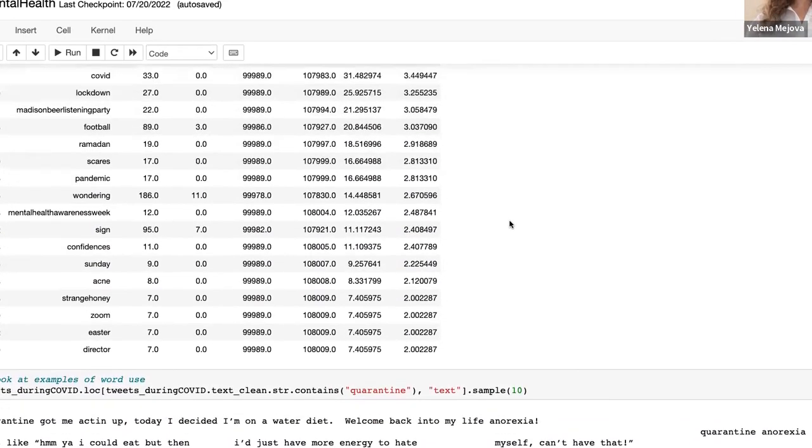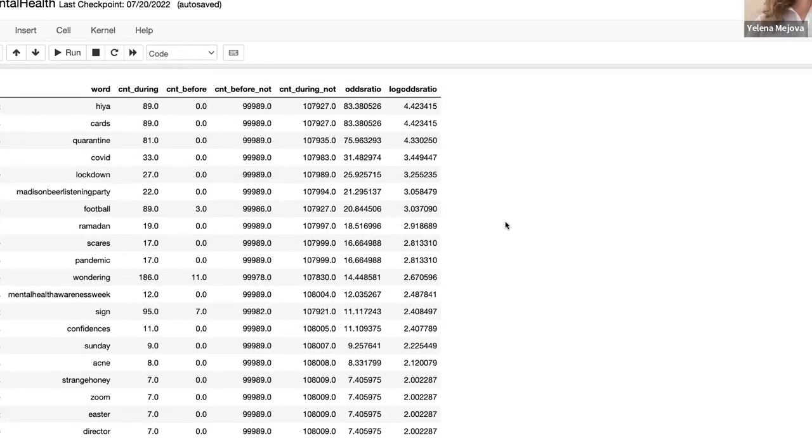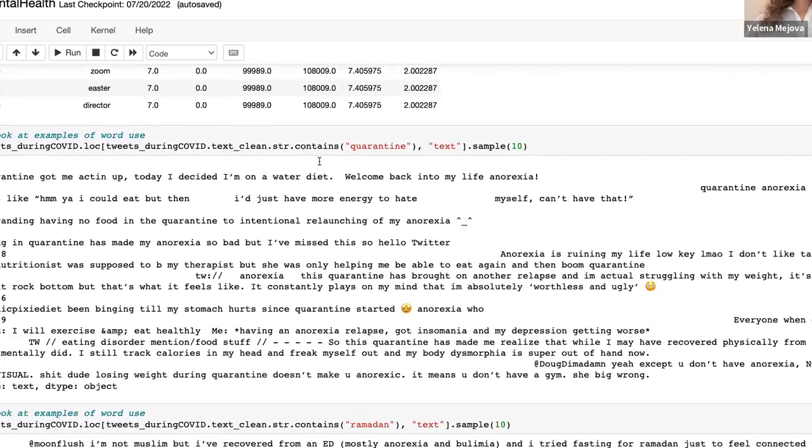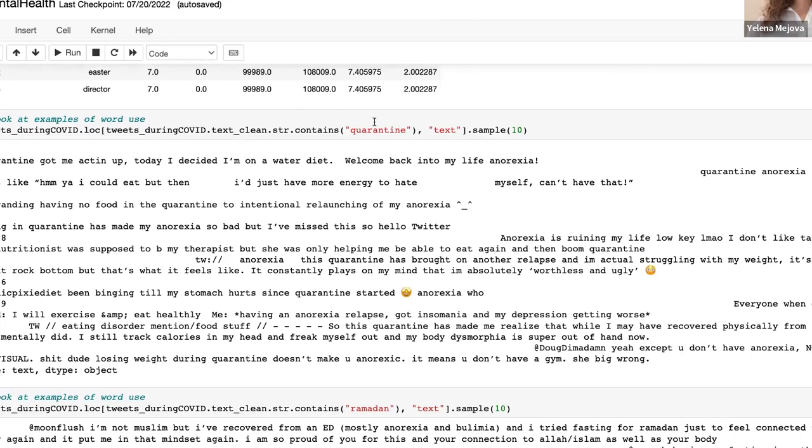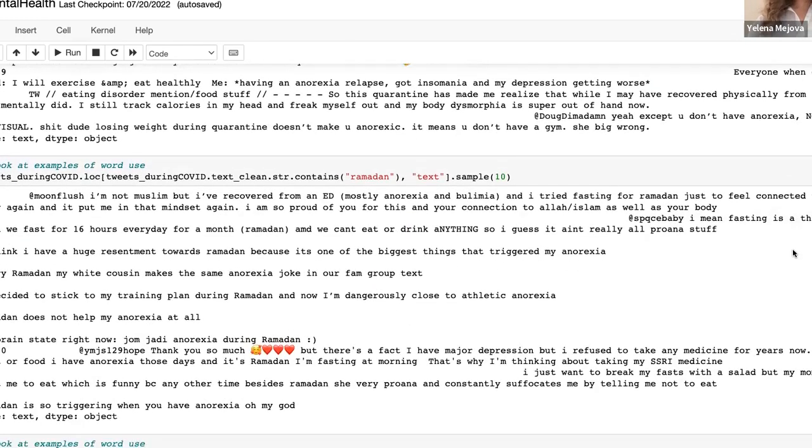And what is good to do is, you don't just throw this into your paper, you try to understand what is happening. So you can look at instances of people using these things, take some samples and see how people talk about different things. Very interesting. It is. Sometimes it's very depressing, right? It depends on your topic. So yeah, Ramadan also, you can see how people relate this to their anorexia.